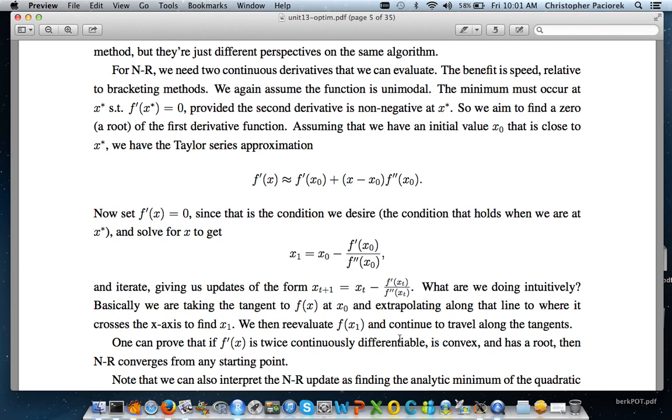All right, so let's quit there. We will see another example of how Newton's method can go wrong when we come back on Monday.